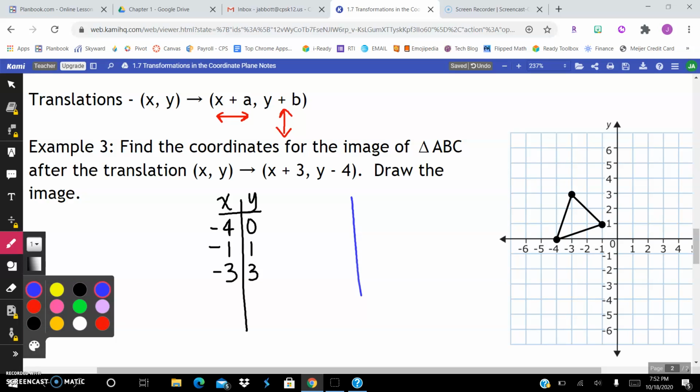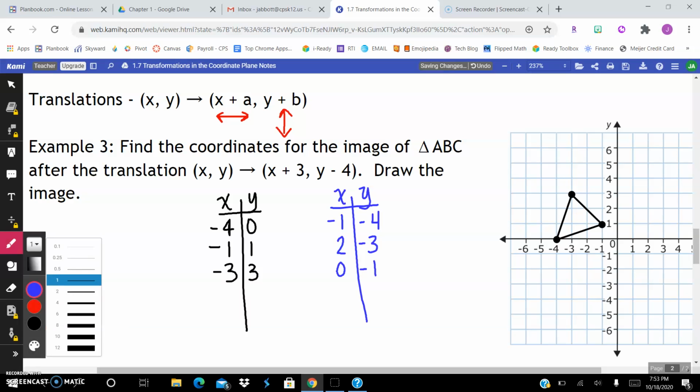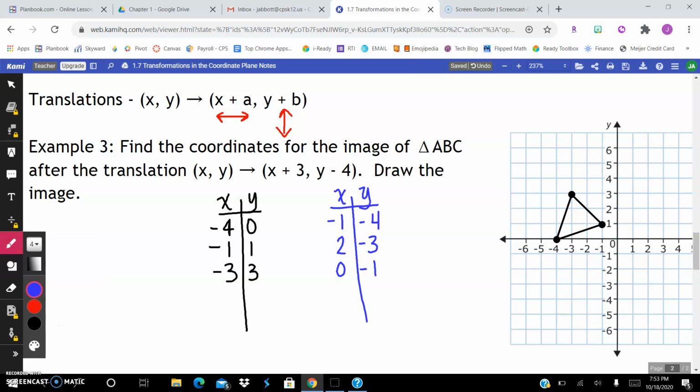Then I'm going to draw a table with our new points. So for the x value, we're going to add 3 to all of those. So -4 plus 3 would give us -1. -1 plus 3 would be 2. And -3 plus 3 would be 0. And then we're going to do the same thing with y, only it says -4. So we're going to take all the y values and subtract 4. 0 minus 4 is -4. 1 minus 4 is going to be -3. And 3 minus 4 is going to be -1. And then I can plot these new points over here on our graph.